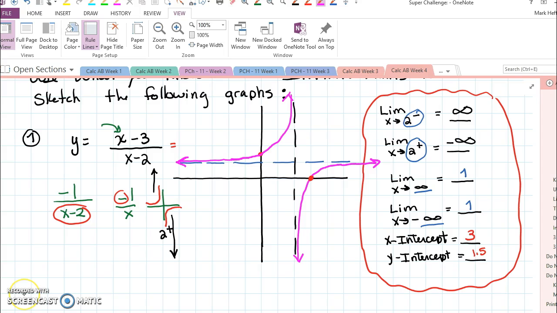Now use these for some of the problems to follow. Use these concepts.